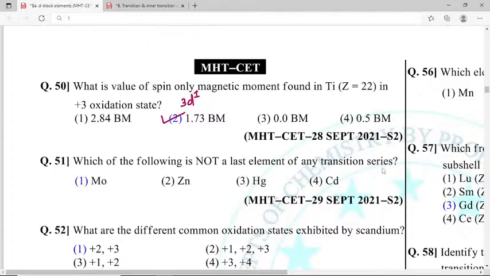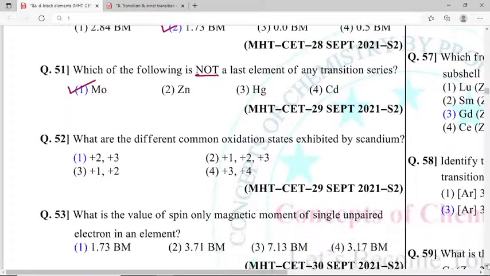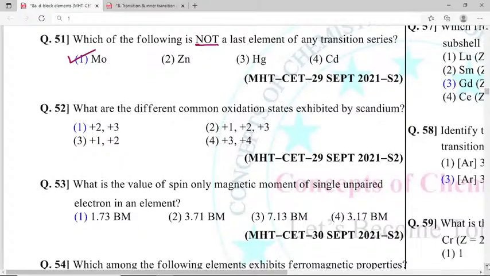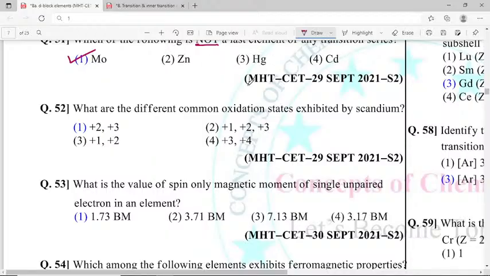Which of the following is not a last element of any transition series? Molybdenum is not a last element of any transition series. Zinc, cadmium, mercury are the last elements of the series. What are the different common oxidation states exhibited by scandium? Scandium shows oxidation state +2, +3.